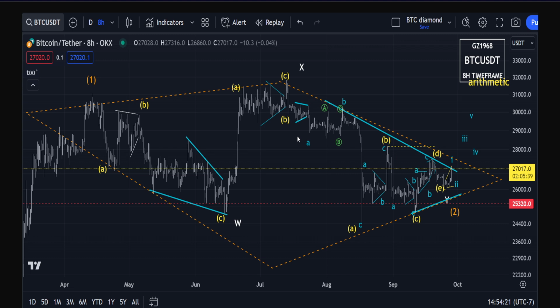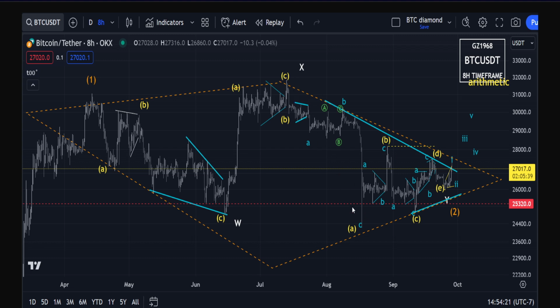I know it's a lot of information out of nowhere, but basically he zoomed out to the 8 hour all the way over here since the first time we had 31k, and he's looking at a potential WXY. This is his bullish scenario, by the way. He also has the bearish scenario, which is the triangle I just showed you. But in the more bullish scenario, he then has over here a potential triangle in a wave Y.